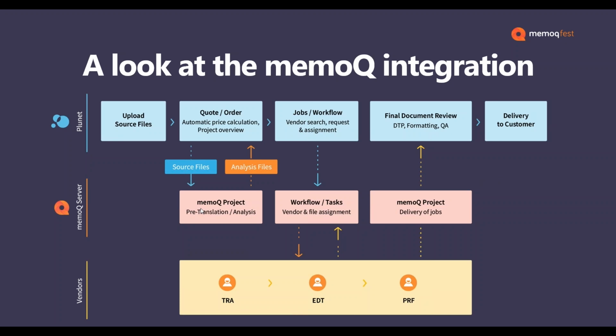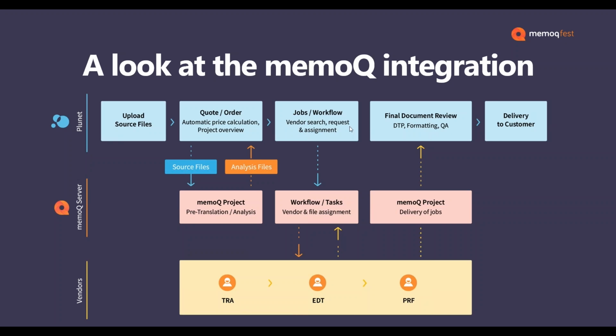Just very briefly before I show you how this all works, you can see a little representation of how the dynamic integration between Plunet, in the top row, and memoQ, in the middle row, is working. Through the API, the files that are uploaded in Plunet, perhaps by a project manager or by a customer, are automatically sent to memoQ, where an analysis is run, and the analysis is returned to create a quote or an order in Plunet, which can then be shared with the customer again automatically for approval.